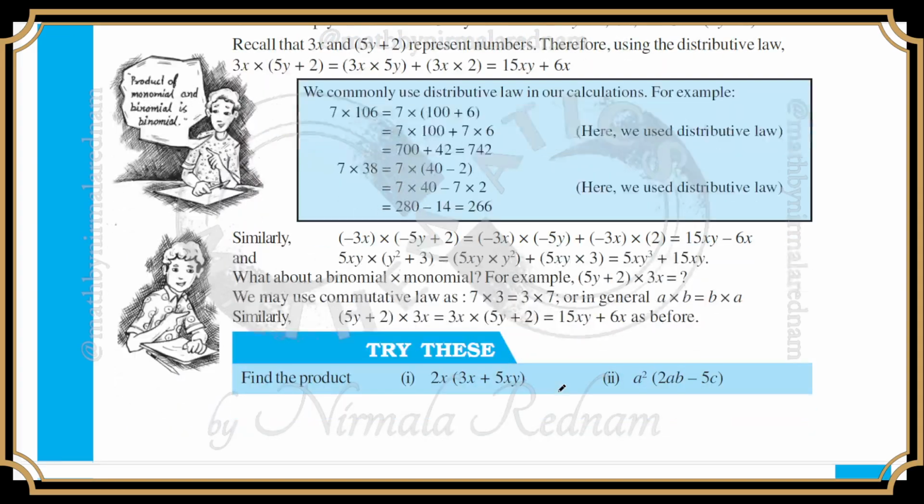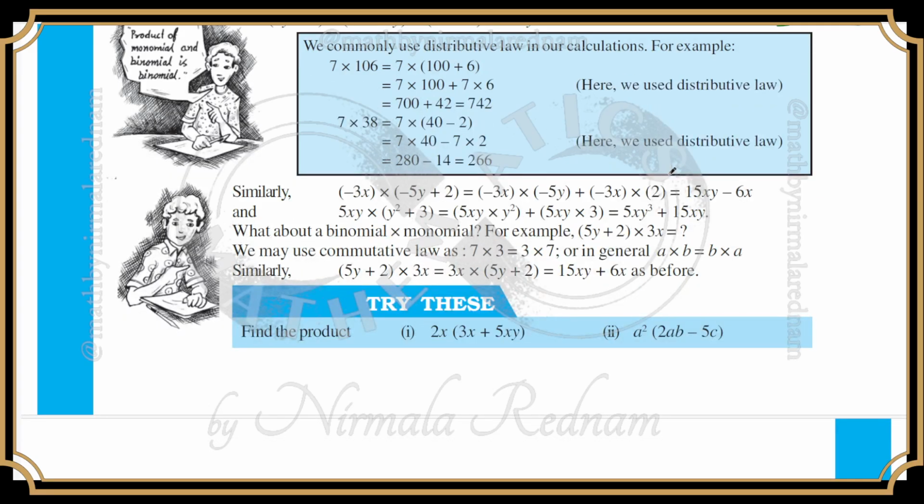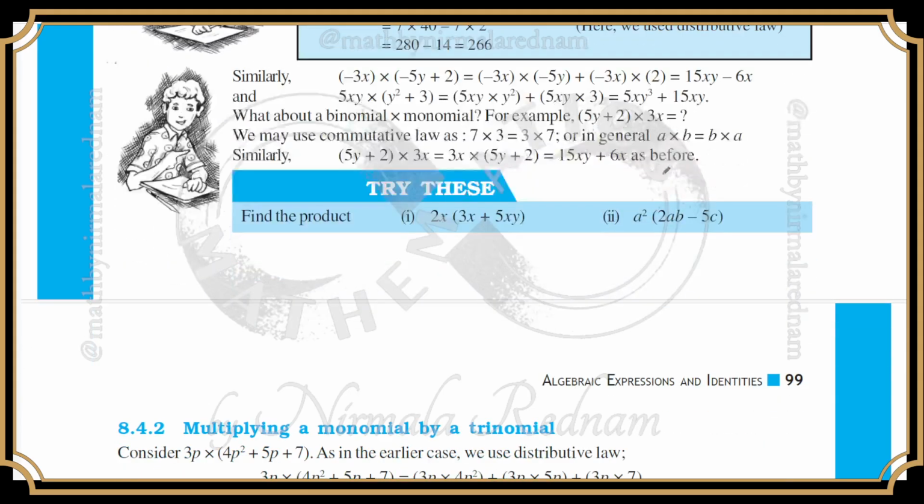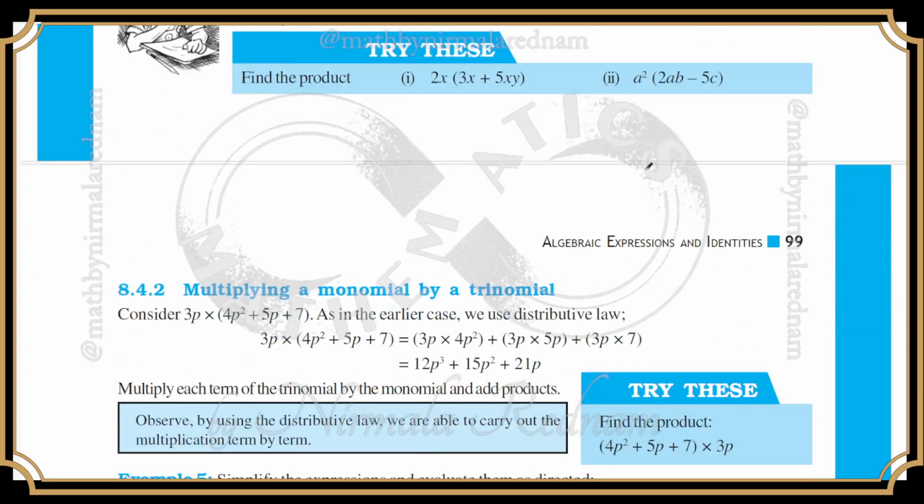So for that, you need to recall the distributive law of multiplication over addition, which is nothing but a into (b plus c). Okay, it's going to give you a into b plus a into c. If it's a minus here, there will be a minus here, right? So we'll be using that. Only thing is here you have terms which are a combination of numericals and variables, right? So let's look at the try this question here.